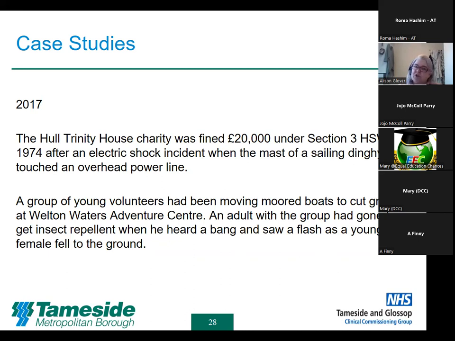Now, the adult who was supervising the group had gone to get insect repellent, and he heard a loud bang, saw a flash, and a young female fell to the ground. She suffered an electric shock. She was left semi-conscious, and she required CPR. Luckily, though, she survived. Aside from the £20,000 fine, there was also a separate civil case for compensation, but I haven't been able to find what the outcome of that was. So yeah, quite significant.